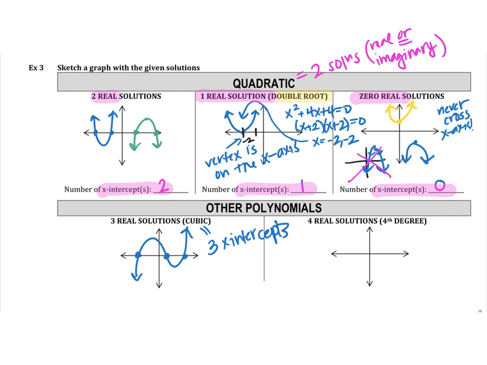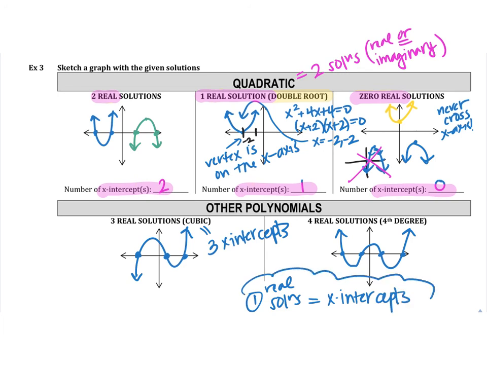Or a 4th degree. So 4th degrees look like W's. So if I go like that, 1, 2, 3, 4. Okay? So again, to conclude, big ideas: real solutions equal our x-intercepts. Okay, and that's really where we're at right now. So the next video is going to talk us through how to find our solutions and actually solve quadratics by graphing.